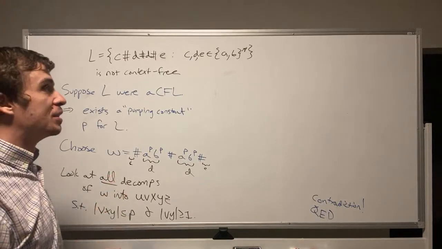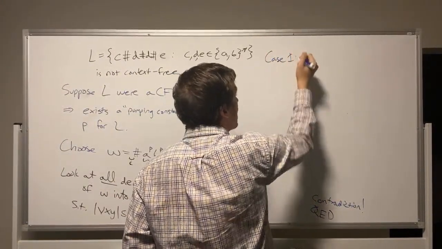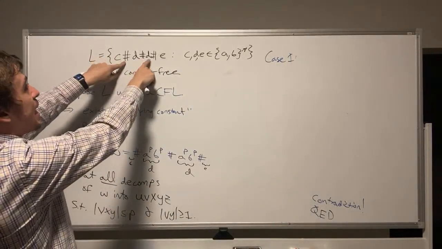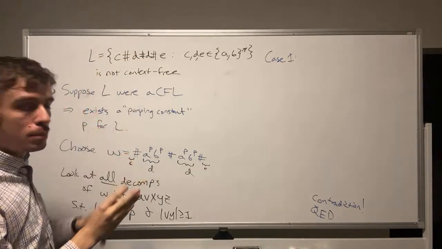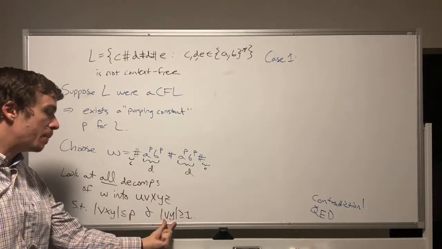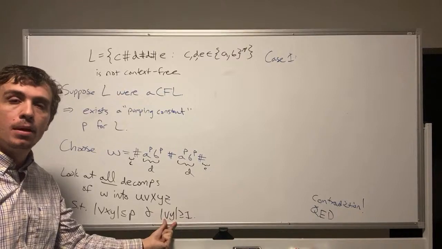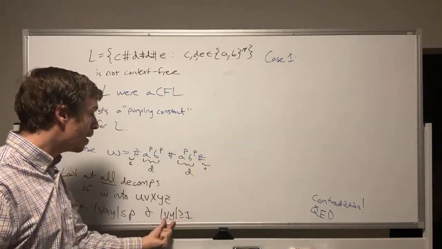So I'll break this into cases. Case 1, which is actually going to be a really easy one, is noting that we have exactly 3 pound signs in any string in the language. So if either one of these 2 pieces has a pound sign in it, then what I can do is pump up the jam.